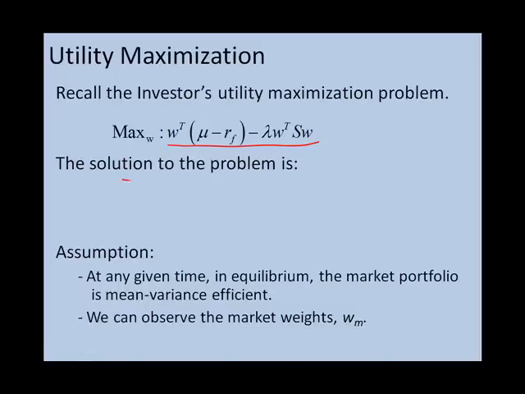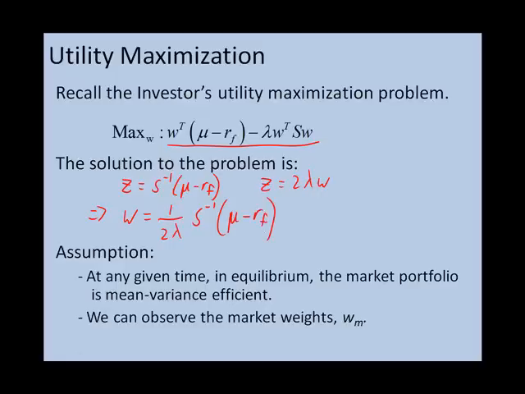And we saw that our solution was that Z is equal to S inverse, where S is the variance covariance matrix, times by the expected returns minus the risk-free rate. And we know that Z is equal to 2 times lambda times by W. So W was equal to 1 over 2 times by lambda, all multiplied by S inverse times by the expected excess returns.